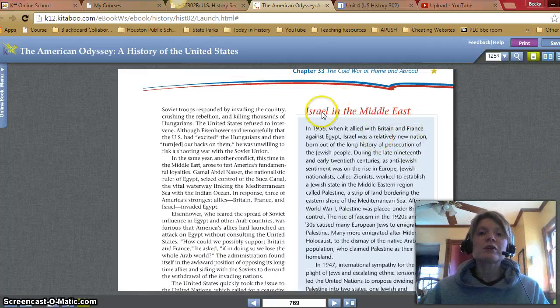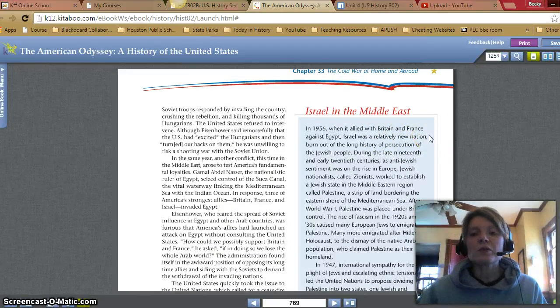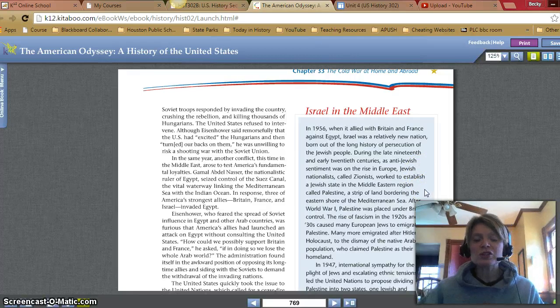And let's read about Israel and the Middle East here before we move on. In 1956, when it allied with Britain and France against Egypt, Israel was a relatively new nation, born out of the long history of persecution of the Jewish people. During the late 19th and early 20th centuries, as anti-Jewish sentiment was on the rise in Europe, Jewish nationalists called Zionists worked to establish a Jewish state in the Middle Eastern region called Palestine, a strip of land bordering the eastern shore of the Mediterranean Sea.